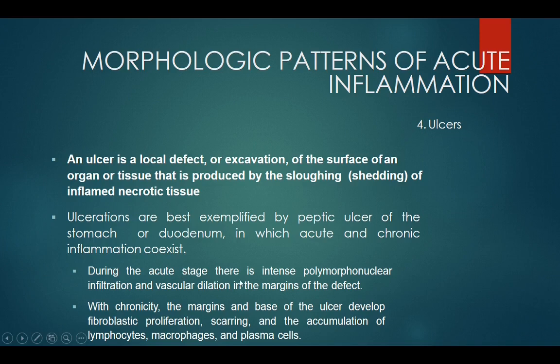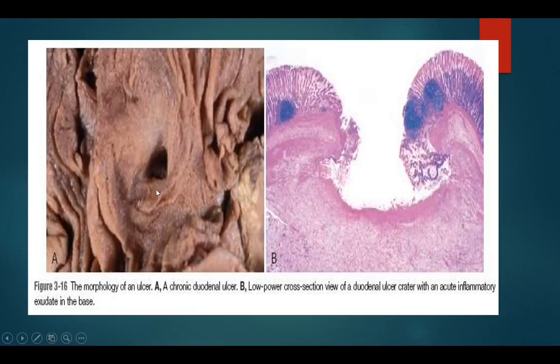During the acute stage, there is intense polymorph infiltration and vascular dilation in the margins of the defect. And with chronicity, the margins and base of the ulcer develop fibroblastic proliferation, scarring, and accumulation of lymphocytes, macrophages, and plasma cells. So this chronic inflammation can lead to fibroblastic proliferation, then scar tissue formation and accumulation of lymphocytes and macrophages. So this is the ulcer.